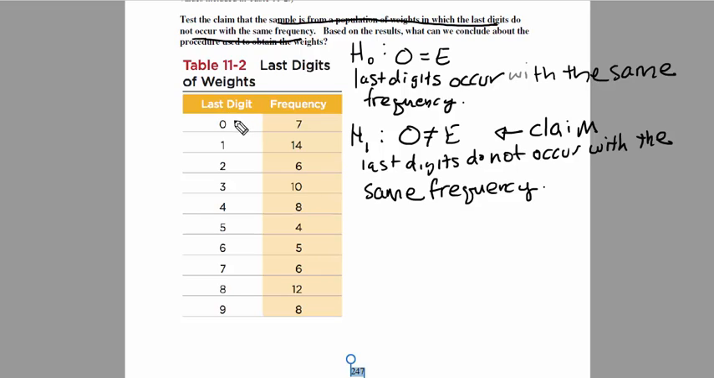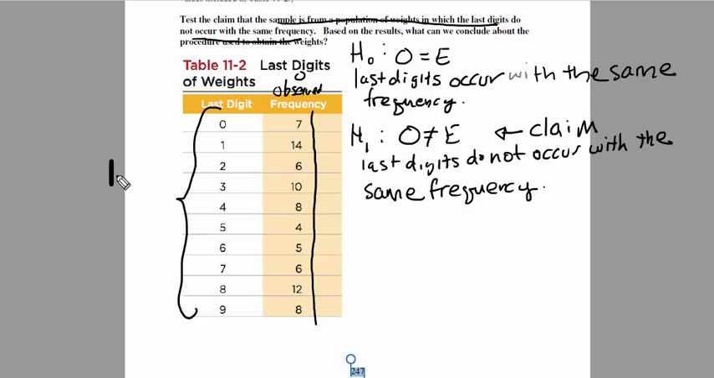Now, these are going to be the observed frequencies that they gave you, the O's. And then there are 10 categories. So K is equal to 10 categories.